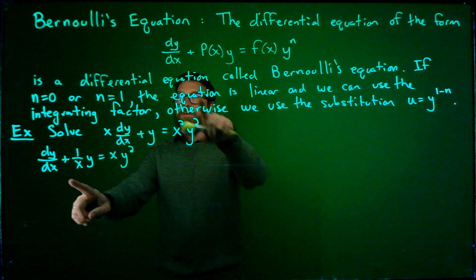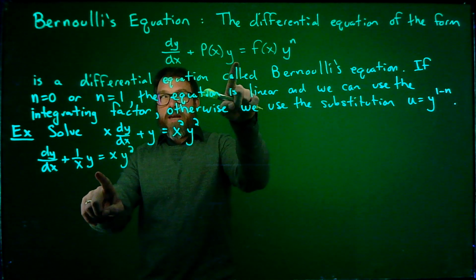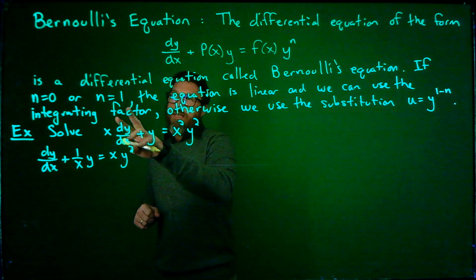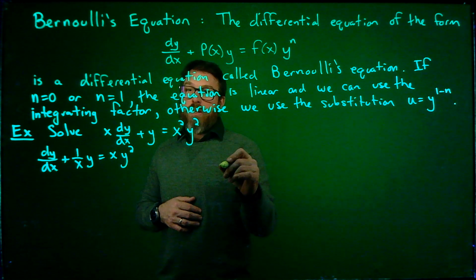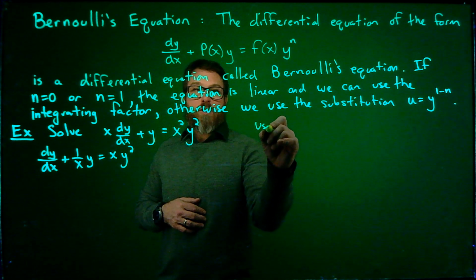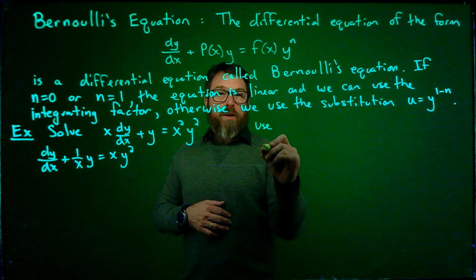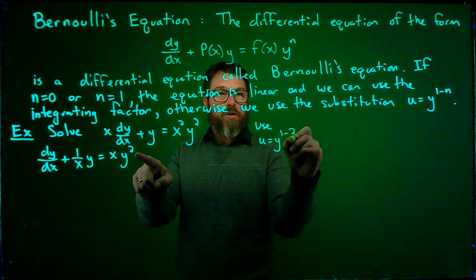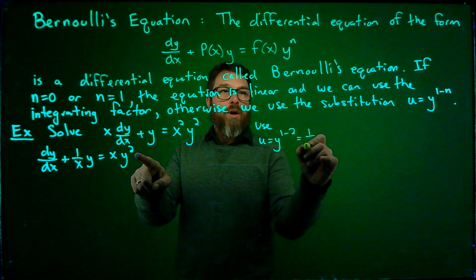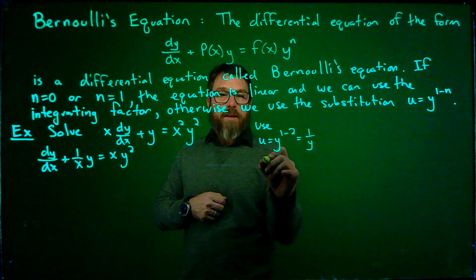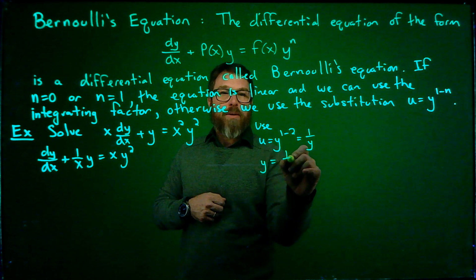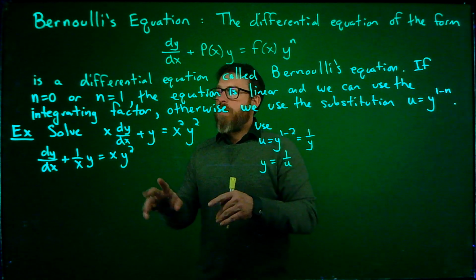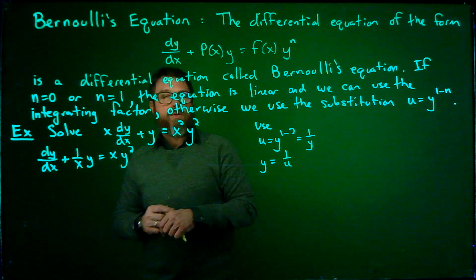Now we have that form: dy/dx, a function of x times y, and another function of x times y to a power. Since n is not equal to 0 or 1, we use the substitution u, which is equal to y to the 1 minus this power, which is 2, so this is y to the negative 1, or 1 over y. Then I can solve this for y and say y is equal to 1 over u. Now, I'm not just going to substitute for y, I also have to substitute for dy/dx.